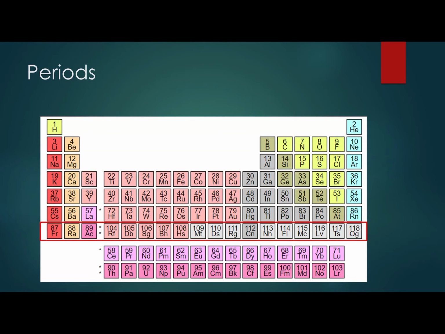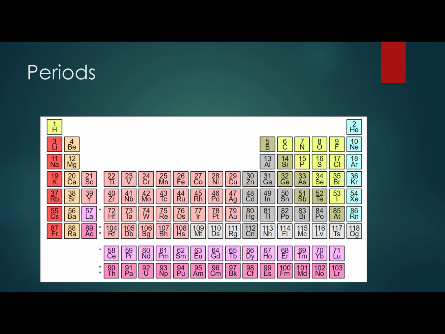Okay, so I can say, oh, all those elements in period 3, and I could be talking about all the elements in period 3, or in group 1, and talk about all the elements in group 1. Okay, the most important thing really are the groups, because all the elements in the same group, so going down, they all have the same properties.